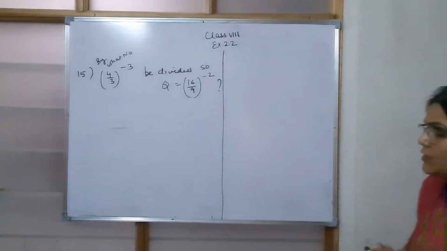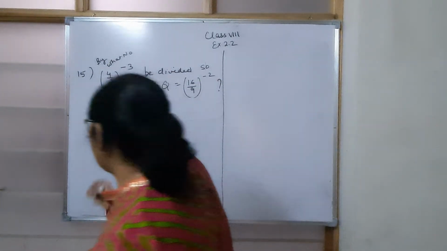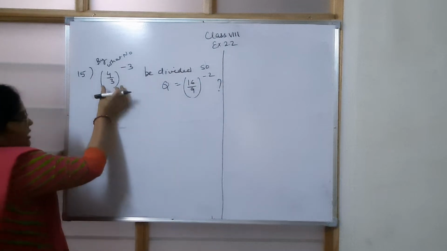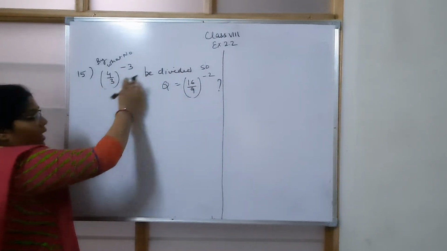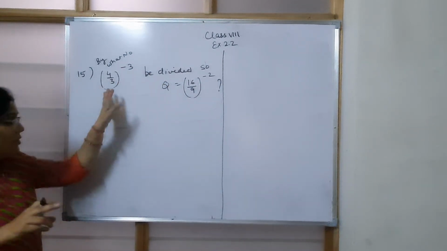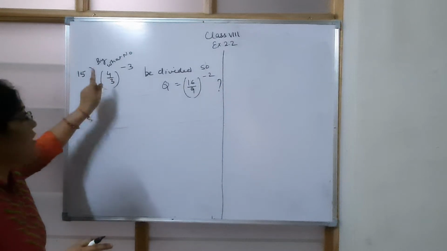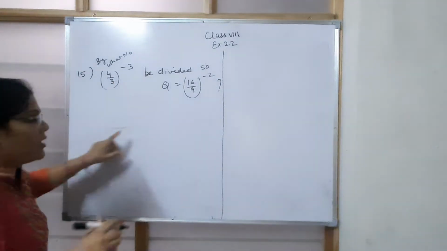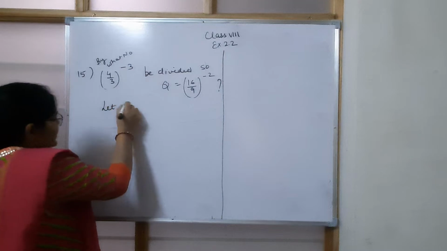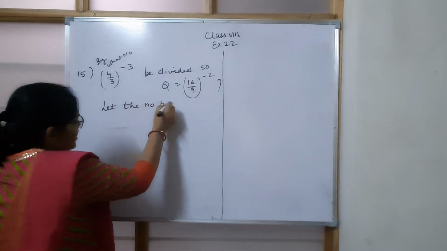So how do we do that? Just look here. By what number we just need to, this is what? This is our dividend and we just need to find the divisor. Just read the question carefully. By what number should we divide this? So let the number be x.